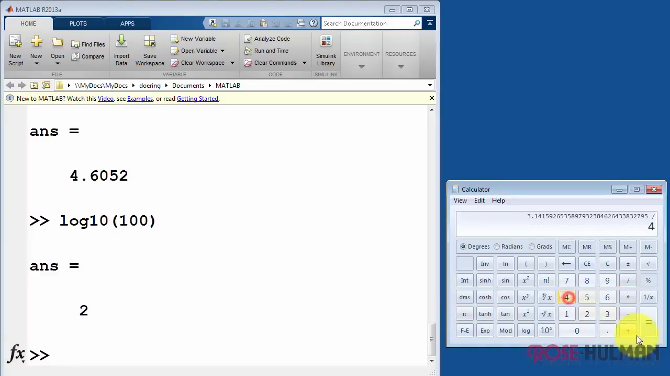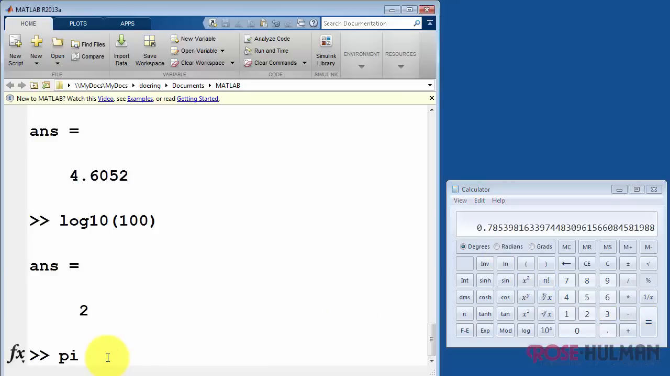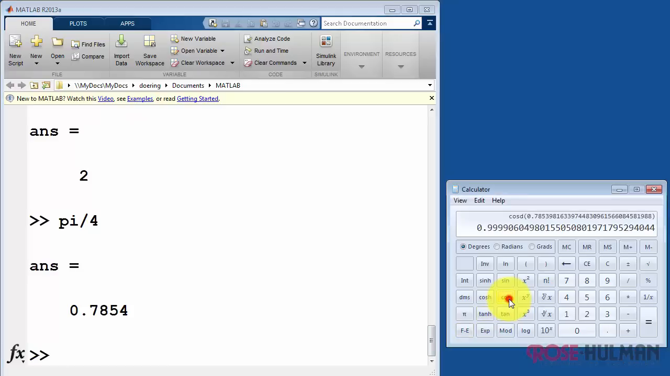All right, let's try some trigonometric operations. I've got pi divided by 4. We have agreement there. Let's do cosine of that. Also point out that you can recycle your previous answer. You can simply type ans. All right, not seeing agreement there.